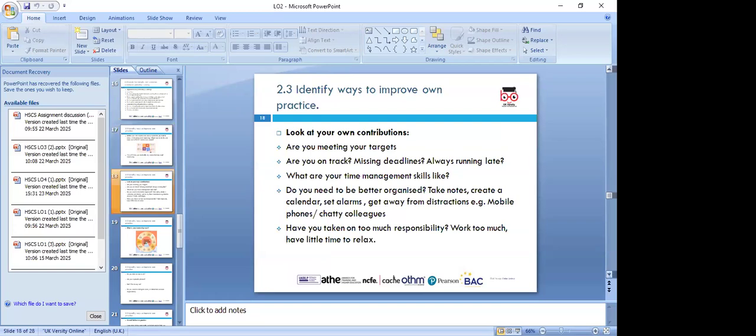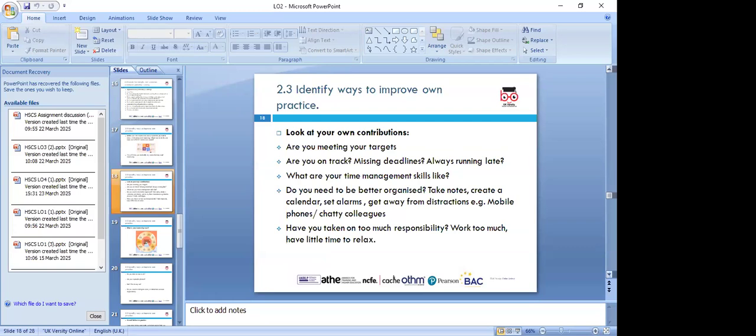Identify ways to improve your own practice. Look at your own contributions. Are you meeting your targets? I mentioned that, whether you are behind schedule or ahead of schedule. Okay. So you have to what?